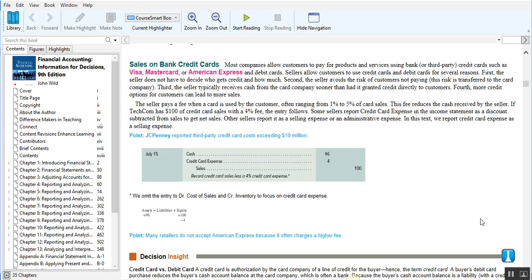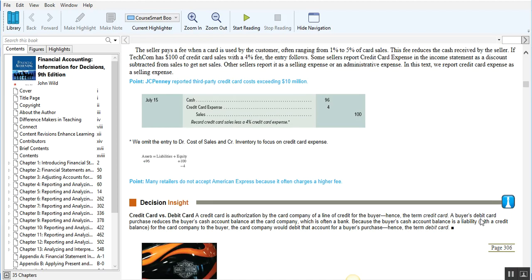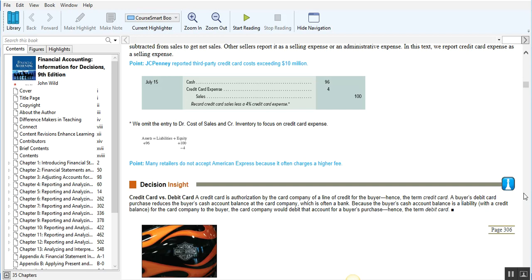If we do a bank card sale, it's not going to be any different than dealing with cash, with the exception that the bank card company is going to charge us a percentage of the sale. So in this case, there's a $100 sale. The credit card company is charging 4% as an expense. What we're going to do is debit cash for the difference between the fee that the bank card company charges and the sale itself. So we record the sale at full price and then show the $4 as an expense of making the sale, and we're going to call it credit card expense.